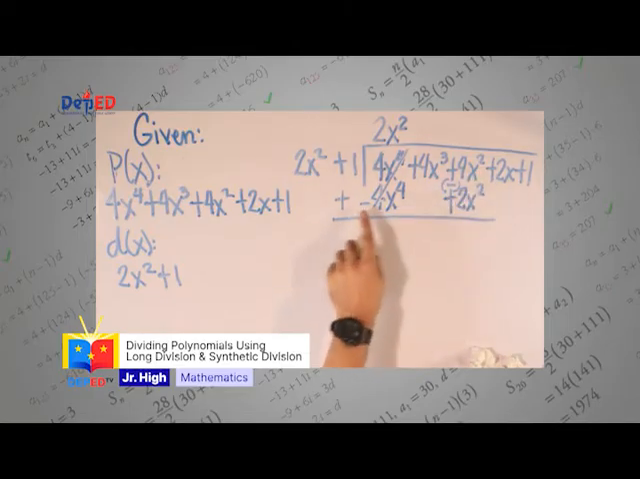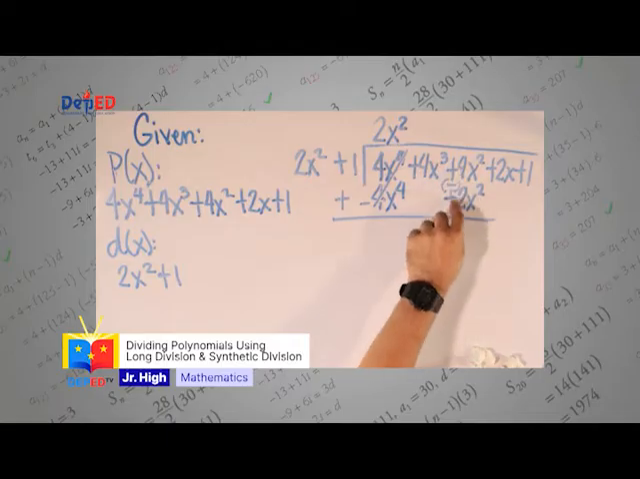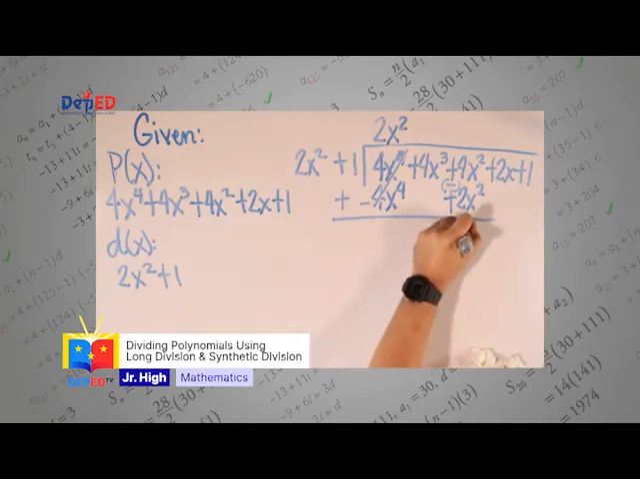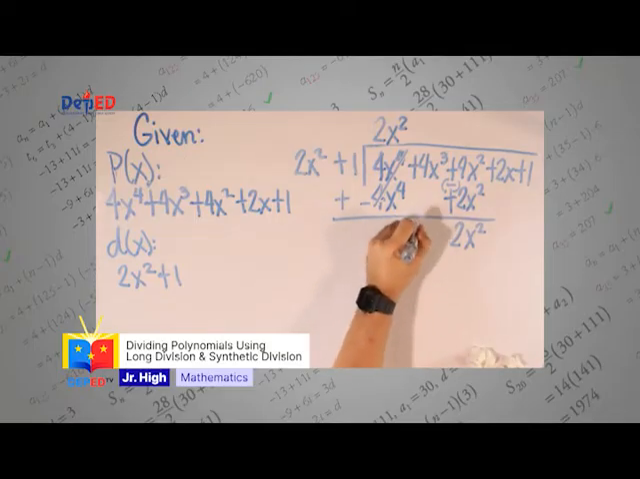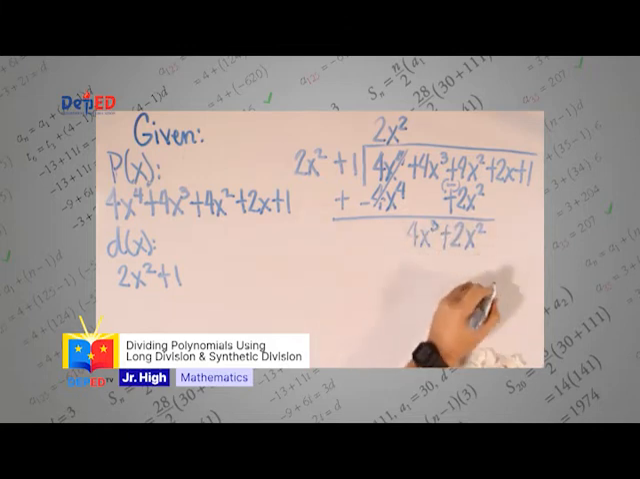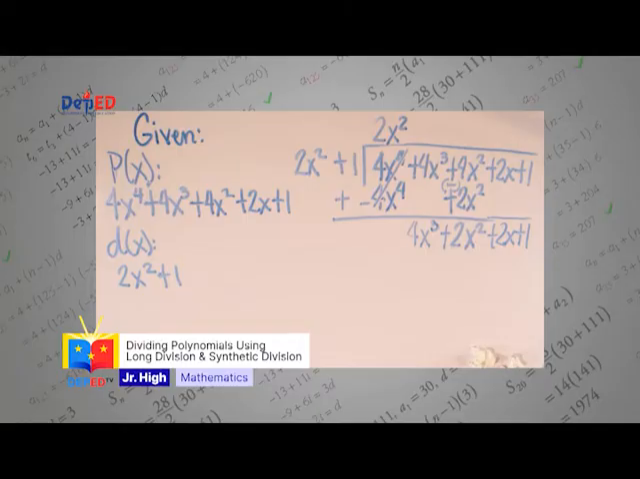4x squared plus negative 2x squared, they are unlike, so subtract their absolute values. 4 minus 2 is actually 2x squared. What will happen is to bring down the remaining terms, that is 4x cubed, this is positive 2x squared, and we will have positive 2x and 1. This will be our new dividend.